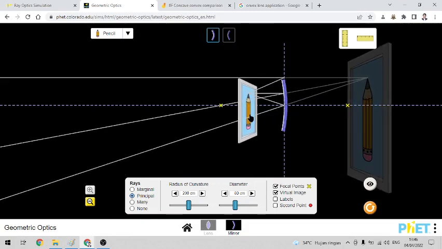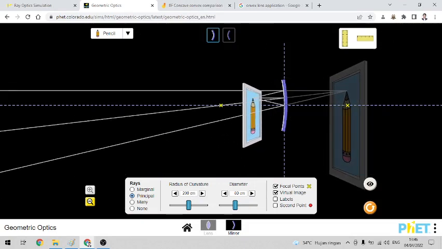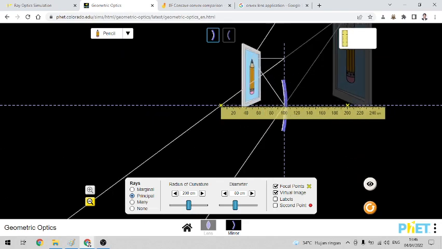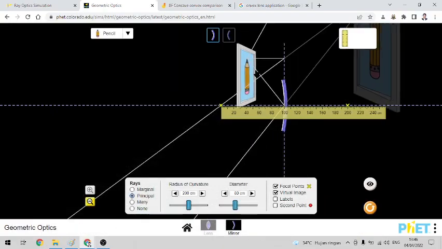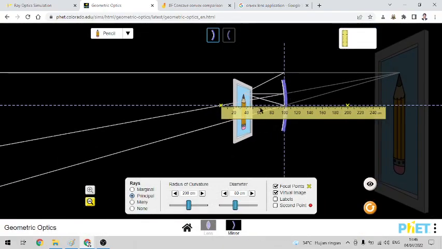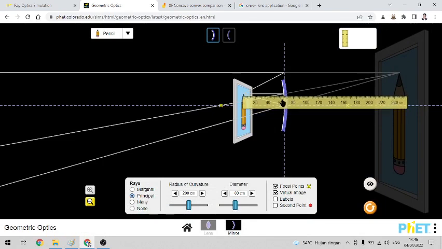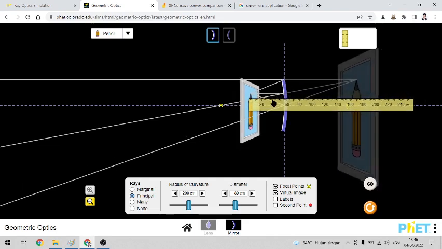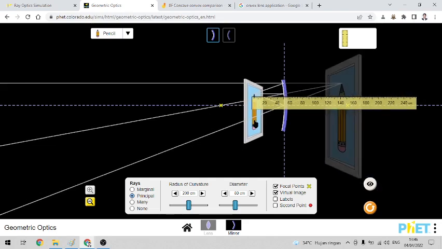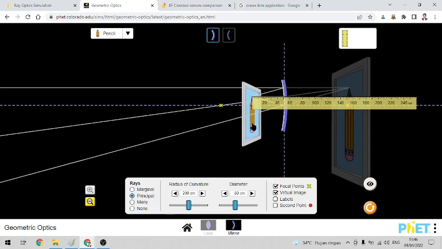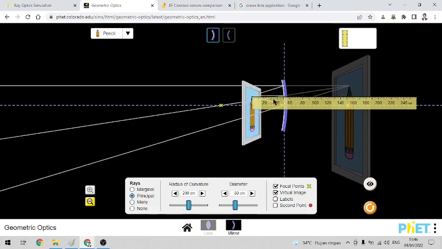Let's say the concave. I have a focal length of 100 centimeter from the mirror. You can see the yellow cross there, 100 centimeter from the mirror. Let's put the top edge of the pencil at 50, to make it easier to calculate. 50 centimeter from the mirror.